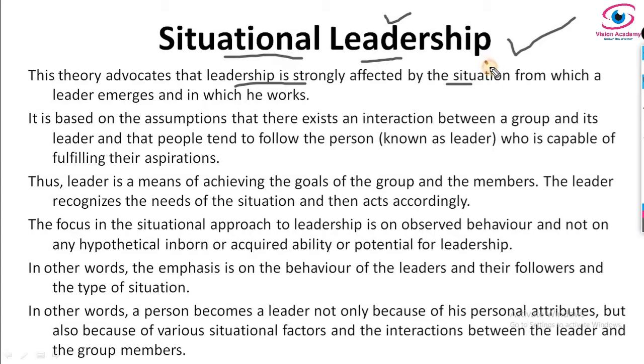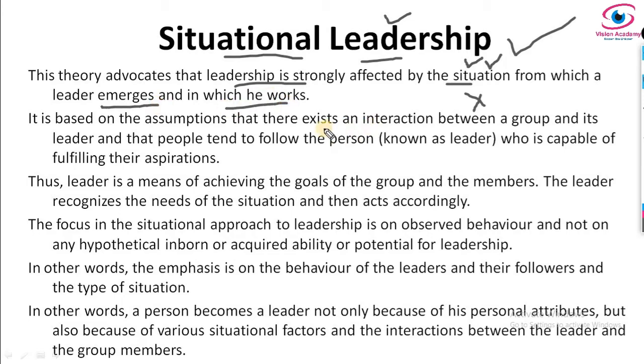Very importantly here, situation matters a lot more than behavior, personality, or whatever experience or things obtained by the leader. It does not matter here; the situation is what matters most in situational leadership. From that situation only, leaders will emerge, and in it he works.